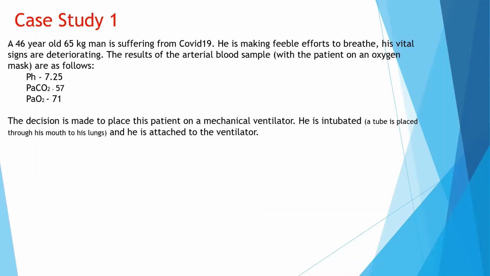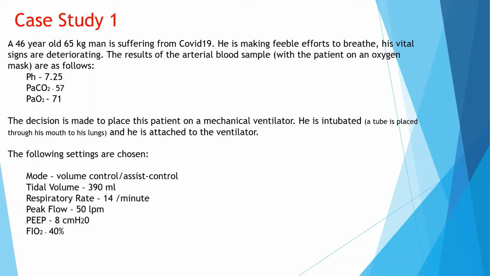The decision is made to place this patient on a mechanical ventilator. He is intubated, a tube is placed through his mouth to his lungs, and he is attached to the ventilator. The following settings are chosen. The mode will be volume control assist control. The tidal volume 390 milliliters, the respiratory rate 14, the peak flow 50, the PEEP of 8, and the FiO2 of 40%.